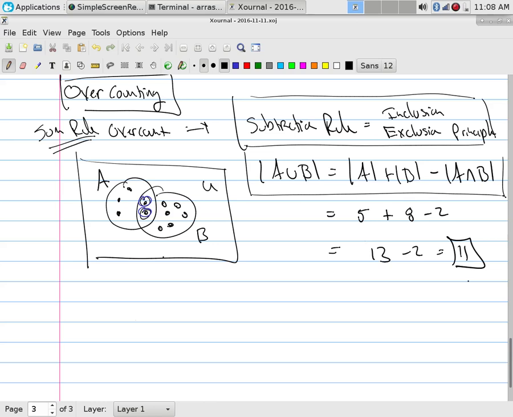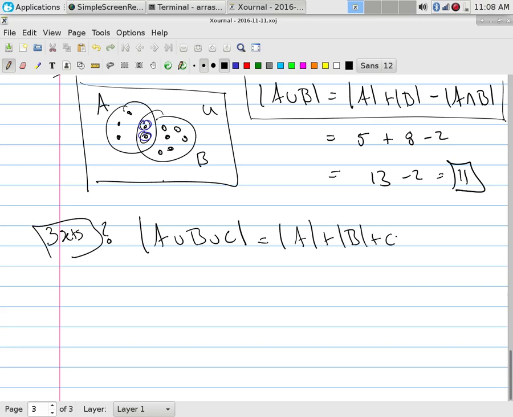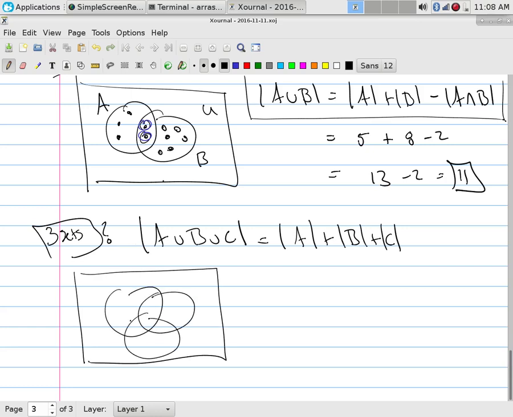Here comes the awkward part. What happens if I go to three sets? So what's the cardinality of A union B union C? Well, normally we would say that this is A plus B plus C, but I can only do this if they are empty. So there's my A, there's my B, there's my C.